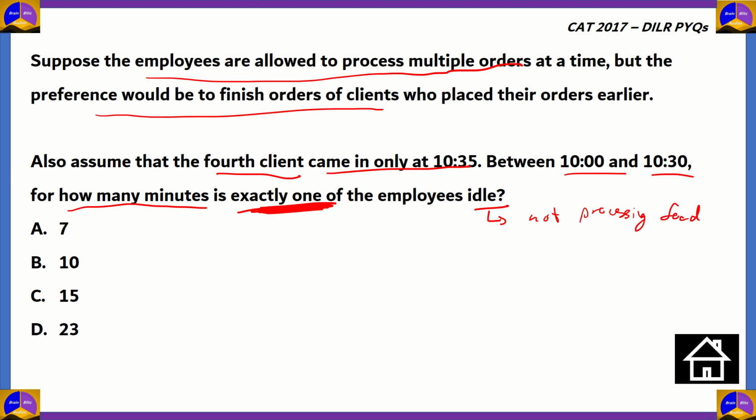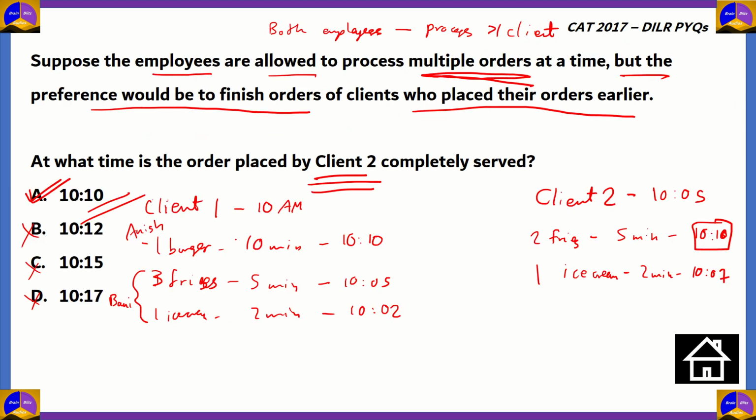So say someone finished off the burger and is waiting for the next order, or say he's finished the ice cream and waiting for the fries to completely fry in the automatic fryer, then those are times when he or she is idle. Okay, so let's calculate it for Anish and Bani by going back to clients 1, 2, and 3.